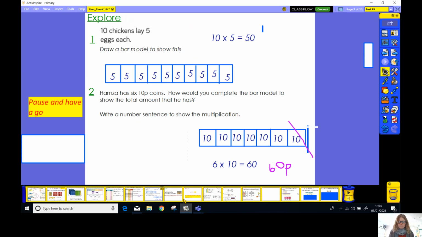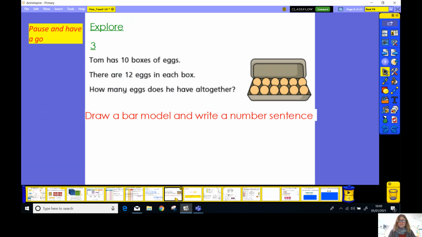I'm going to give you an independent one to do now. So let's read it through and then you'll pause and have a go. Tom has 10 boxes of eggs. There are 12 eggs in each box. How many eggs does he have altogether?